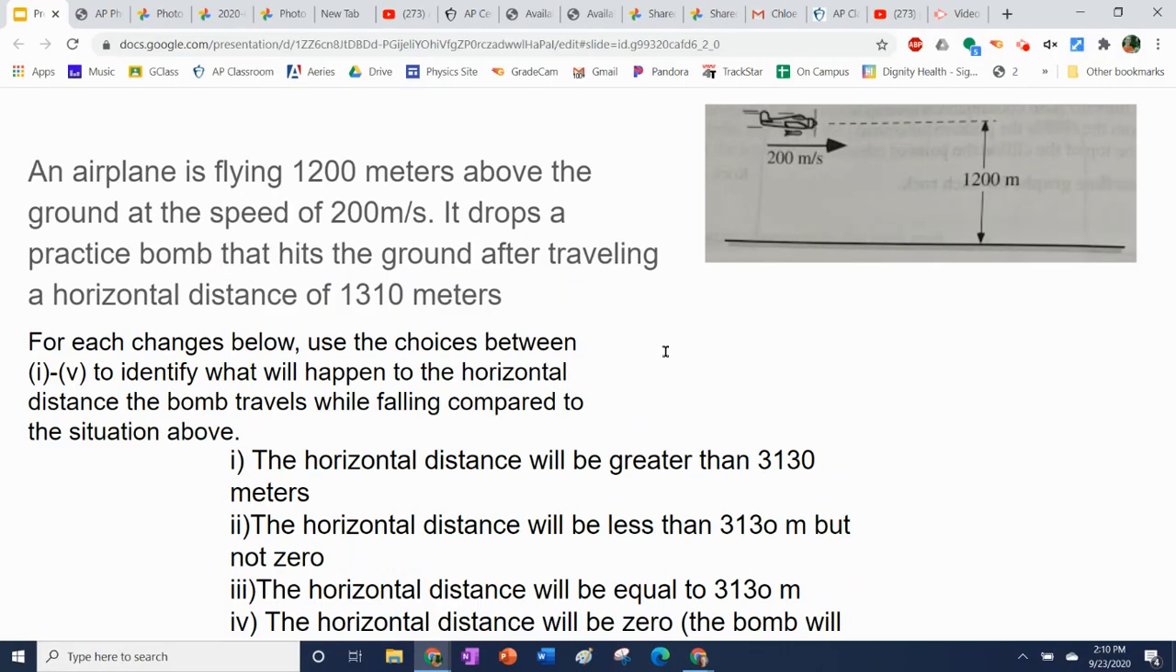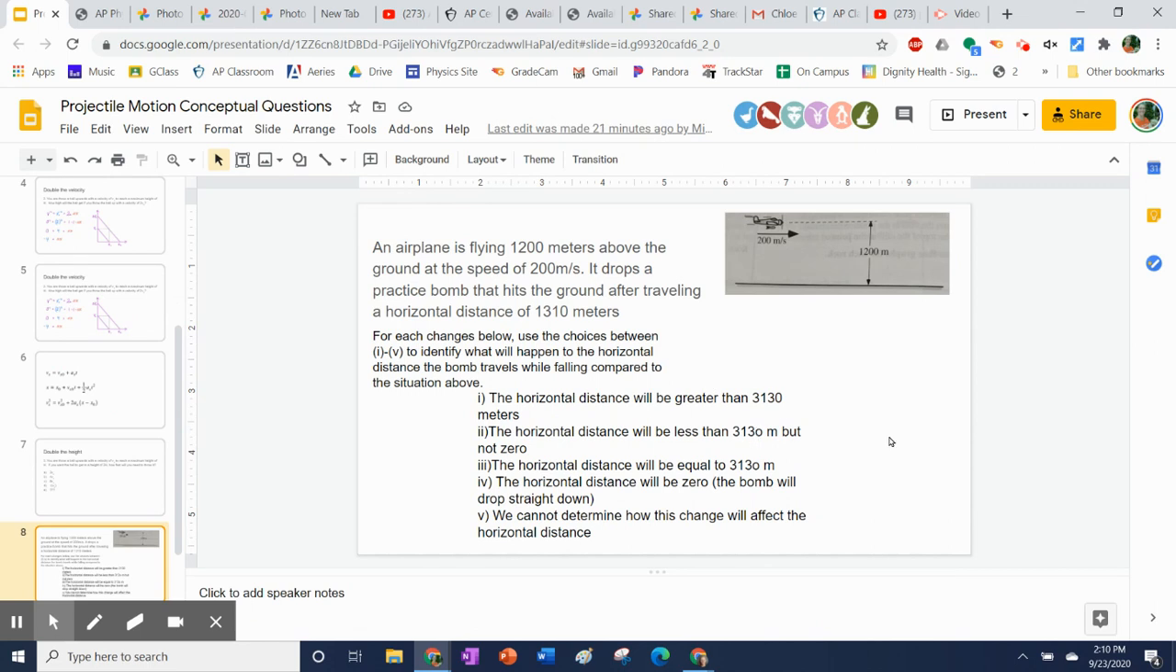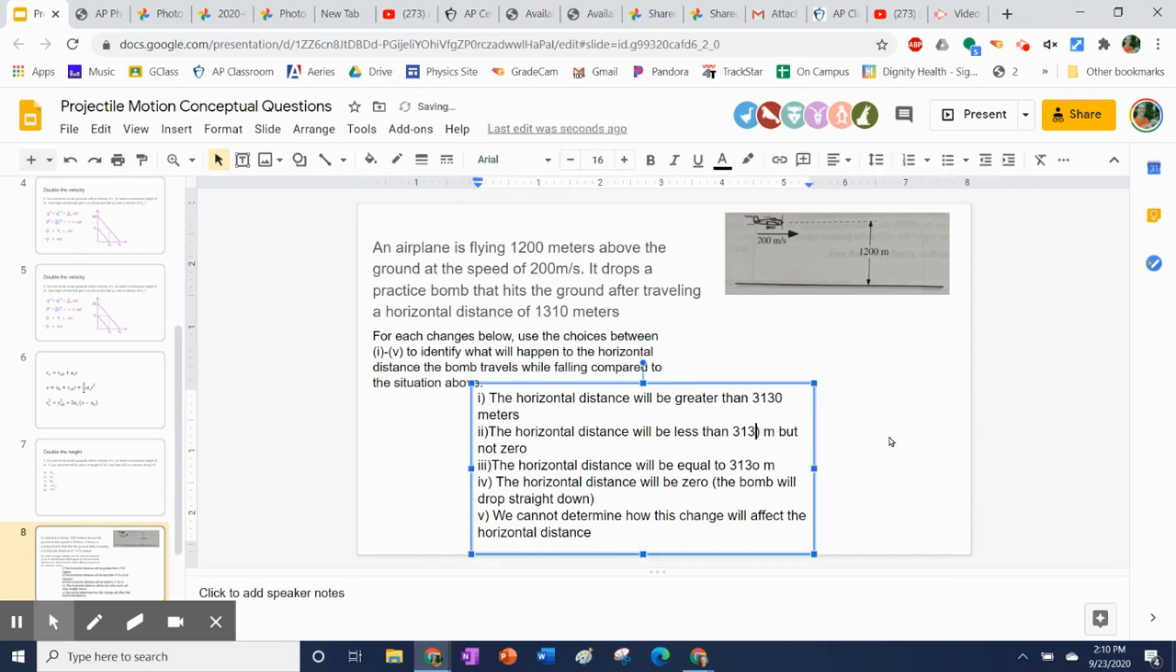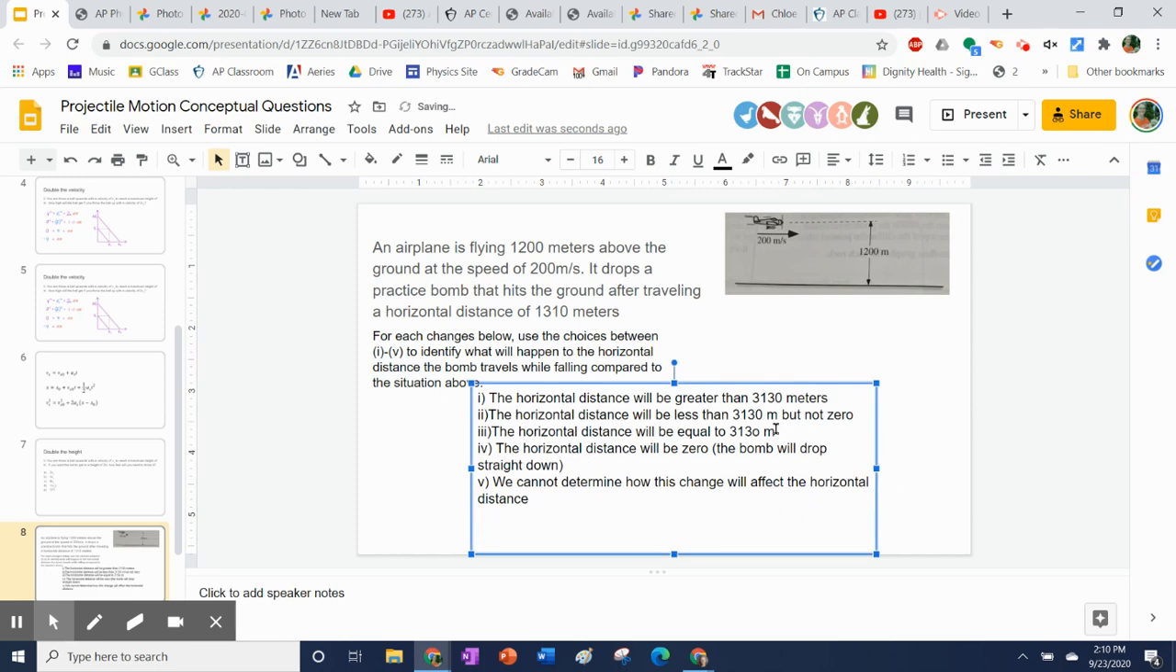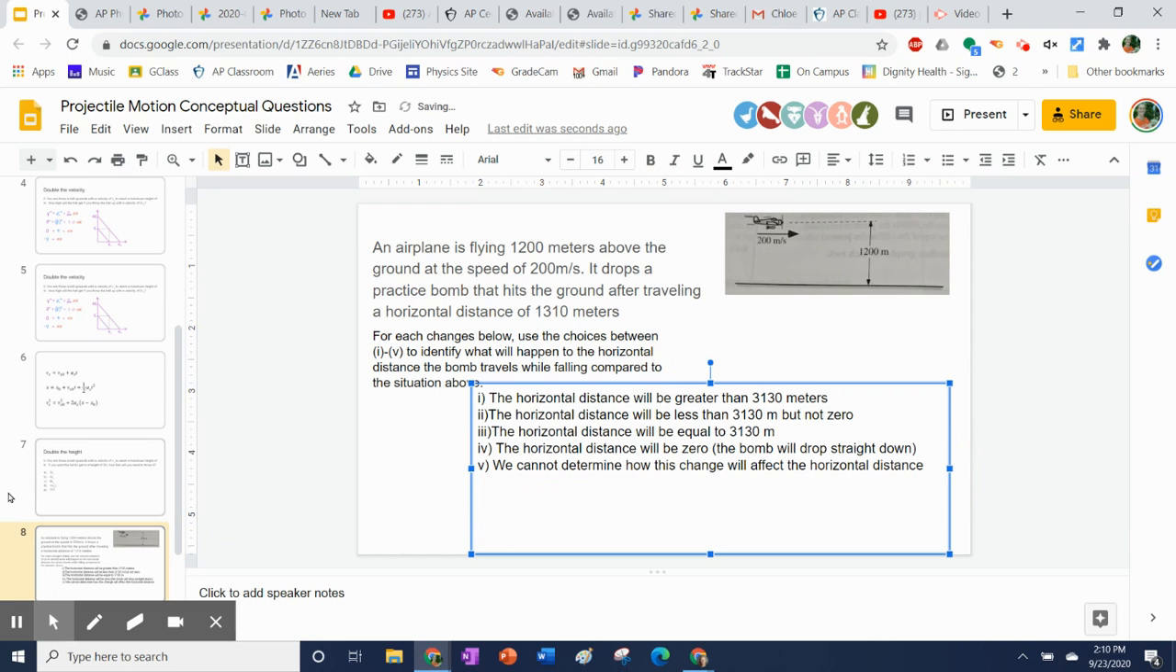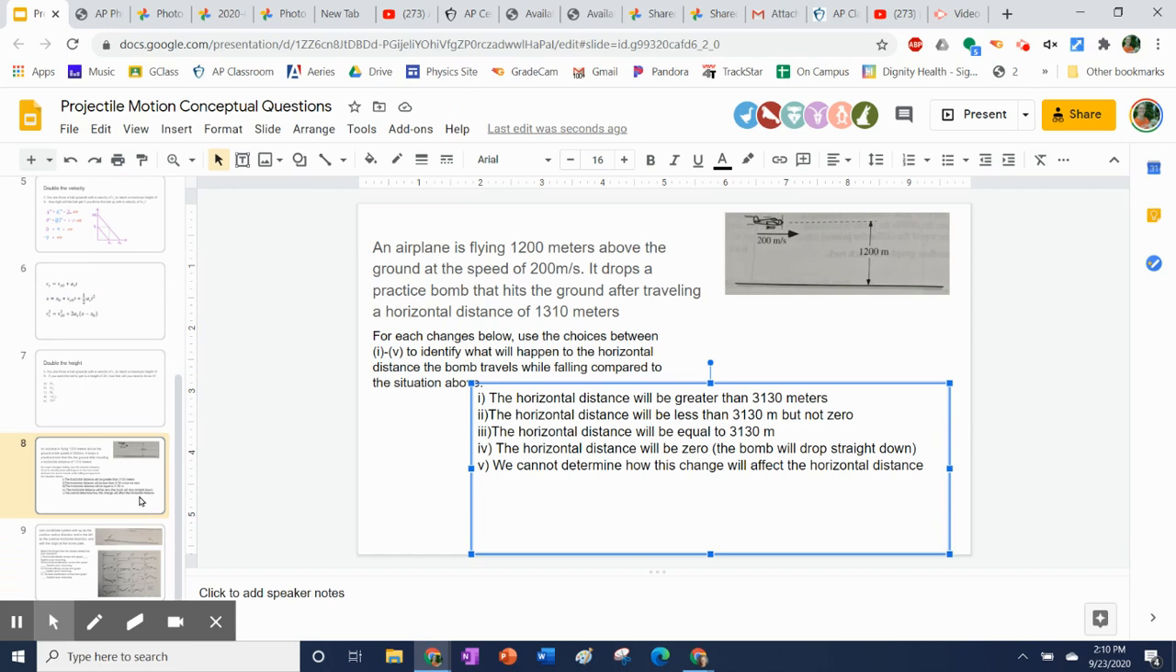So you have: the horizontal distance will be greater than 3,130 meters. It could be less than 3,130 meters, but not zero. The horizontal distance could be equal to 3,130 meters. The horizontal distance would be zero, or we cannot determine how this change will affect the horizontal distance. So those are your choices. Either more than, less than, equal to, zero, or you have no idea.